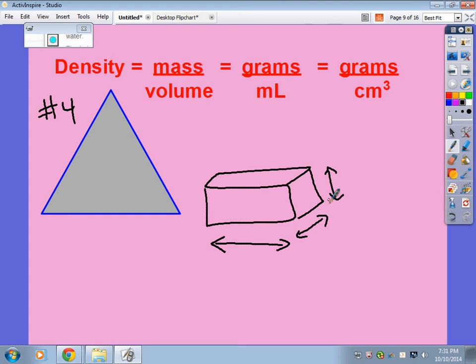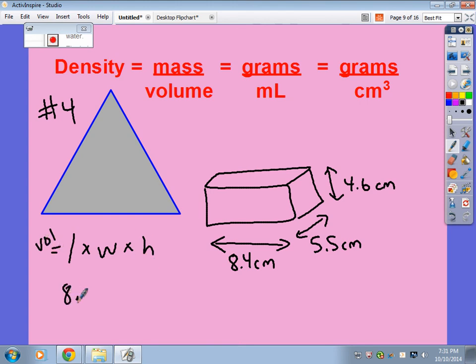So I'm going to take 8.4 centimeters by 5.5 centimeters by 4.6 centimeters, and the equation is length times width times height. You remember that from math, and that measures the volume. So I'm going to take 8.4 times 5.5 times 4.6, and when I multiply those numbers together, I should do my math here. So let's do that. You do it on your calculator while I'm doing it. I get 212.52.